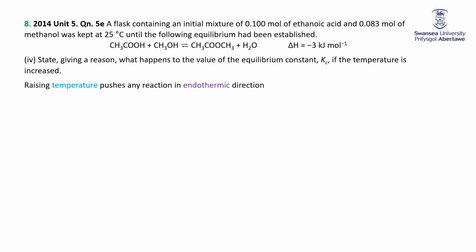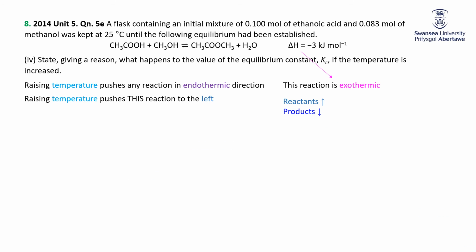Well, of course, as we know by now, raising the temperature pushes any reaction in the endothermic direction. Going to the right here is exothermic. So therefore, raising the temperature would push this reaction to the left, because if it's exothermic to the right, it's endothermic to the left. If the reaction goes to the left, that means the reactants go up and the products go down. In other words, K gets smaller.